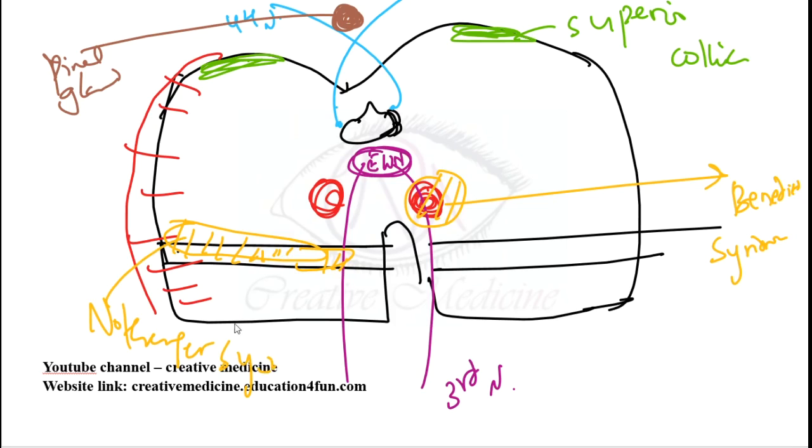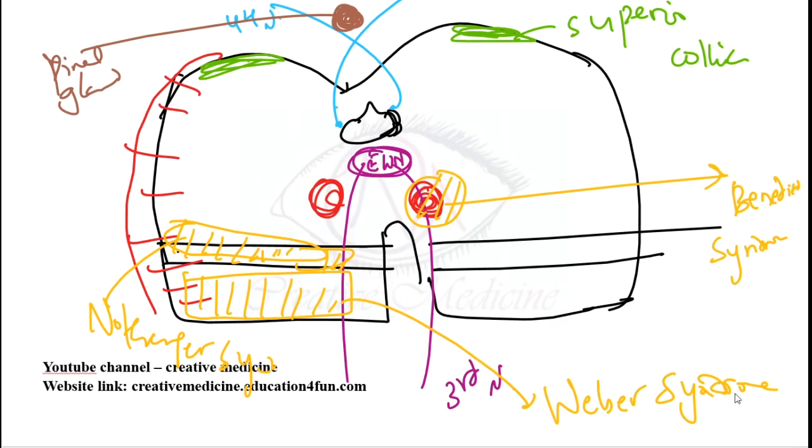Then we have Weber syndrome. Weber syndrome occurs in this area. Here in this area, you will see the presence of pontine fibers, and also all the fibers which are ascending up will be present here. So if there is a lesion here, it causes Weber syndrome, and whenever there is Weber syndrome, there is third nerve palsy. Along with that, there will be contralateral hemiplegia. So these are the midbrain syndromes.